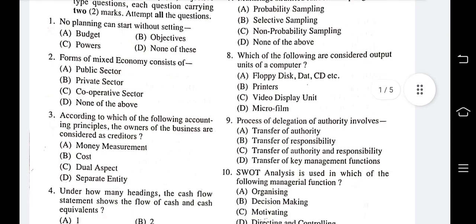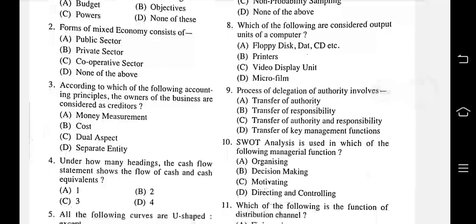And the next question is: the process of delegation of authority involves transfer of authority, transfer of responsibility, transfer of authority and responsibility, transfer of a key management function. Here the answer is the transfer of authority and responsibility, that is C. The process of delegation of authority means wherein the manager assigns responsibility to subordinates along with certain authority to accomplish the task on the manager's behalf. Okay.